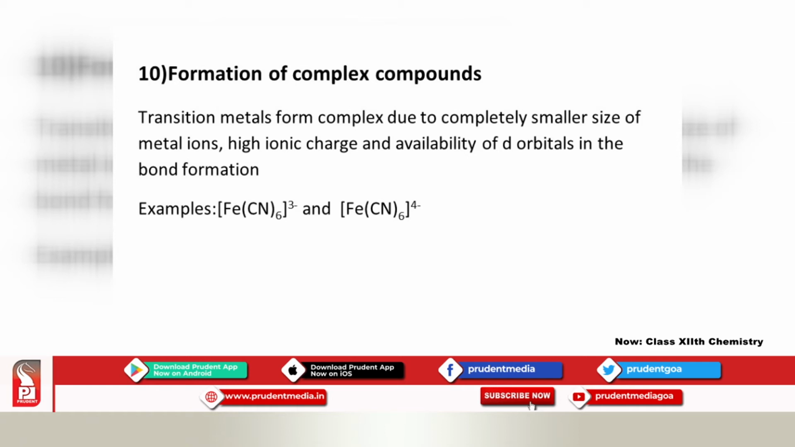Formation of complex compounds. Complex compounds are the compounds we study in coordination chemistry. Look here, transition metals form complexes due to the small size of the metal ions, high ionic charge, and availability of d orbitals in bond formation. One is small size, another is high ionic charge, and another is availability of d orbitals. High charge is required to attract the ligands. Examples are given: [Fe(CN)6]3- and [Fe(CN)6]4-.